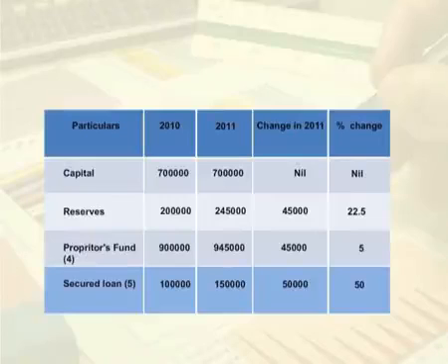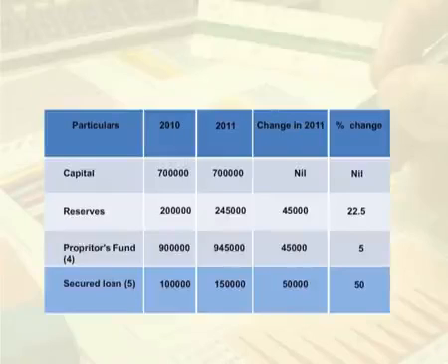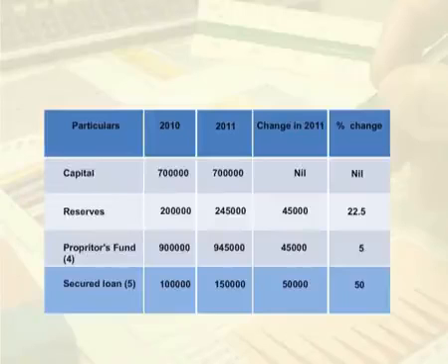Now look at the column of proprietor's fund. This amount represents the liability towards owner or the funds contributed by the owner in the business. In our example, we see that there is no additional investment made by the owner. The nominal increase of 5% in this fund is due to an increase in reserves. So, the increase in reserves signifies an increase in operating surplus transferred to reserves. In other words, operating profit or surplus transferred to reserve has increased by 22.5%.